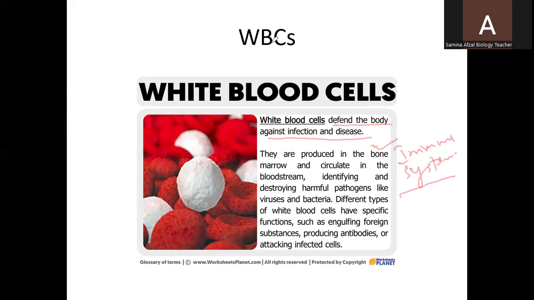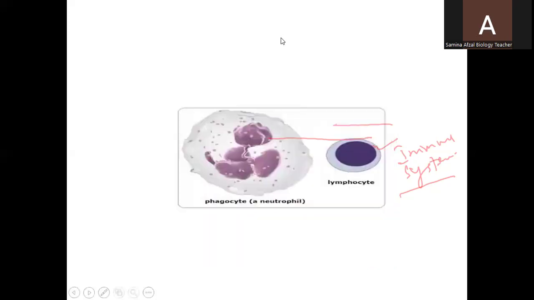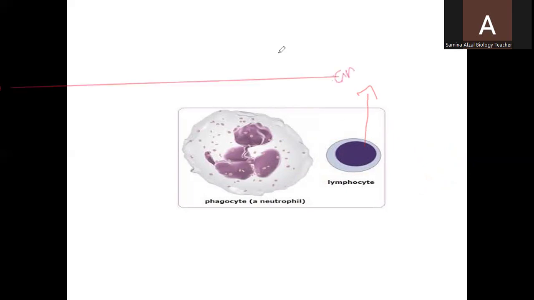In the next slide, we will see the different types of white blood cells according to their functions, or we will only discuss their major role. First of all, the lymphocytes. Lymphocytes have a large nucleus, and their function is to produce antibodies.